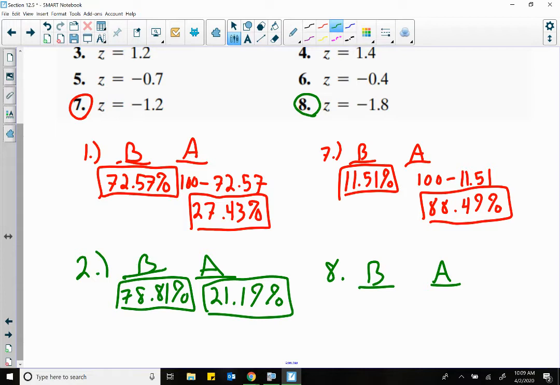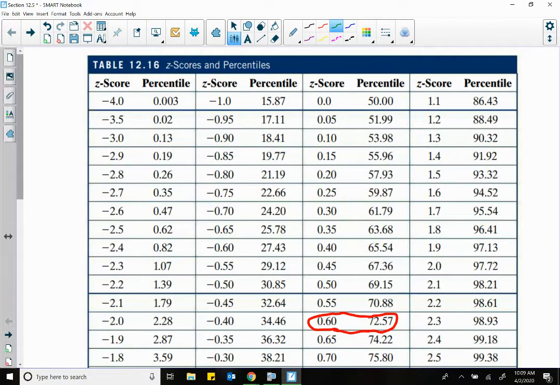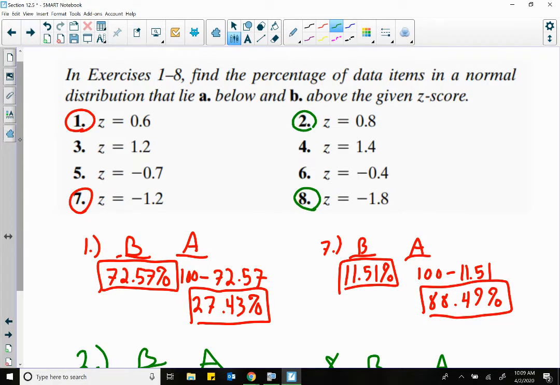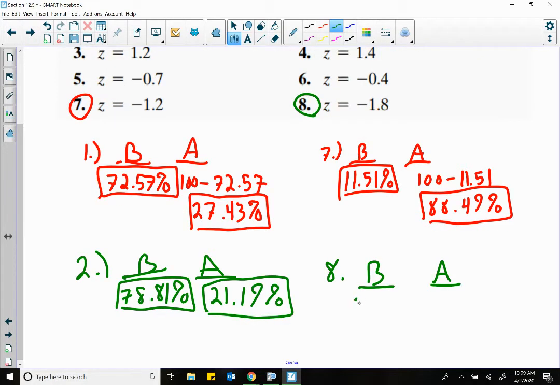Nothing crazy, promise you. So the next one, we're going to look at negative 1.8. So we go right down here. Here's negative 1.8, and the below percentage is 3.59%.